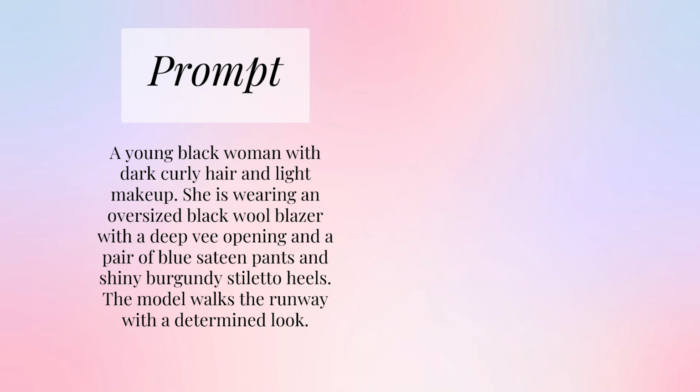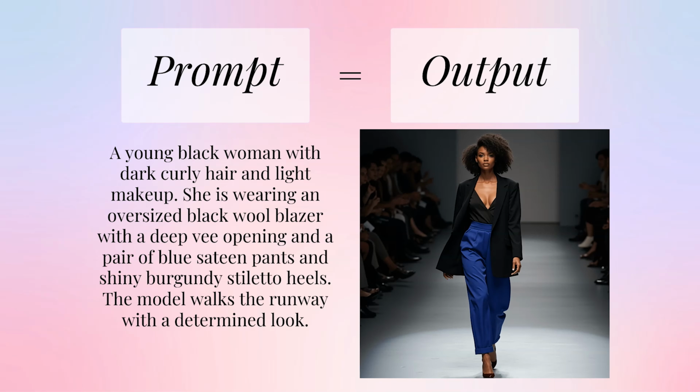When using lifestyle photography, your prompt guides the platform to create your vision. Make sure your prompt has all the visual cues Raspberry needs to craft an output. This prompt reads: a young black woman with dark curly hair and light makeup. She is wearing an oversized black wool blazer with a deep V opening and a pair of blue sateen pants and shiny burgundy stiletto heels. The model walks the runway with a determined look.